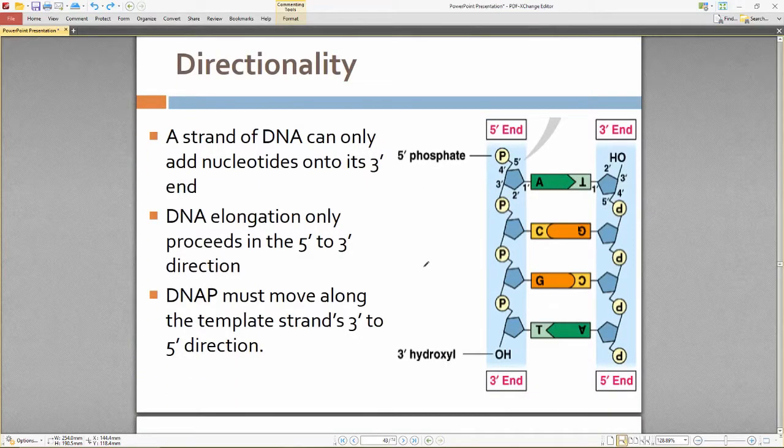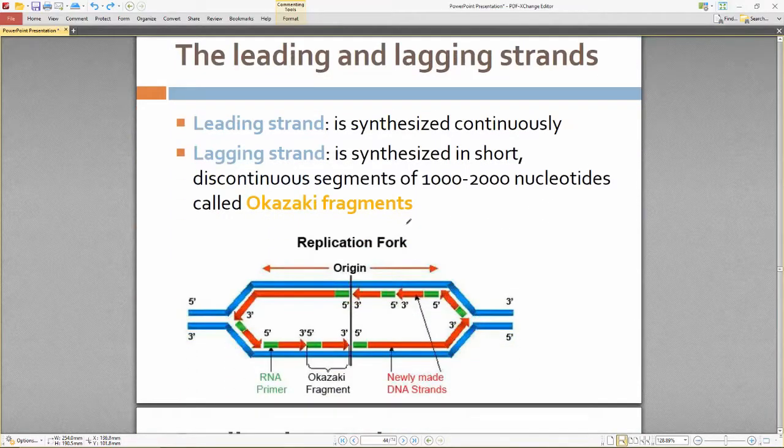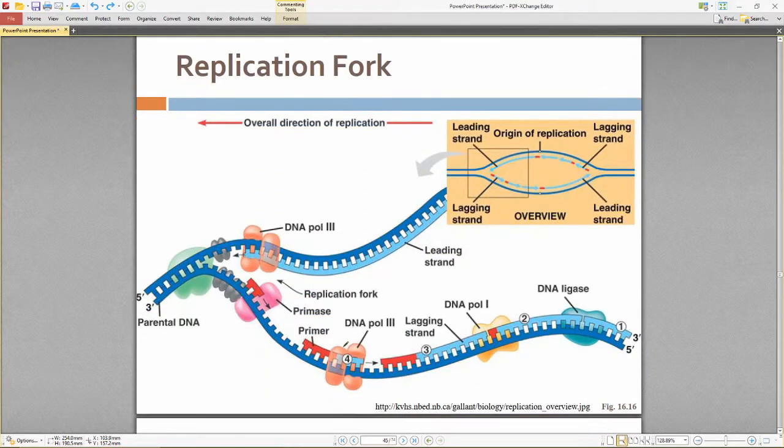Here is another diagram. At the replication fork, there's a leading and a lagging strand. The leading strand is synthesized continuously, so that's this side here and this side here. But the lagging strand is synthesized in short, discontinuous fragments of about 1 to 2,000 nucleotides called Okazaki fragments. So these are Okazaki fragments, as you can see in the diagram. Okazaki fragments are a little bit more complicated, and they have a couple more steps.